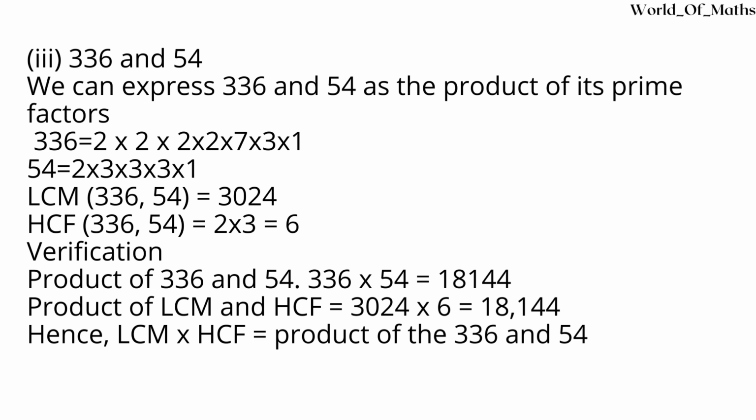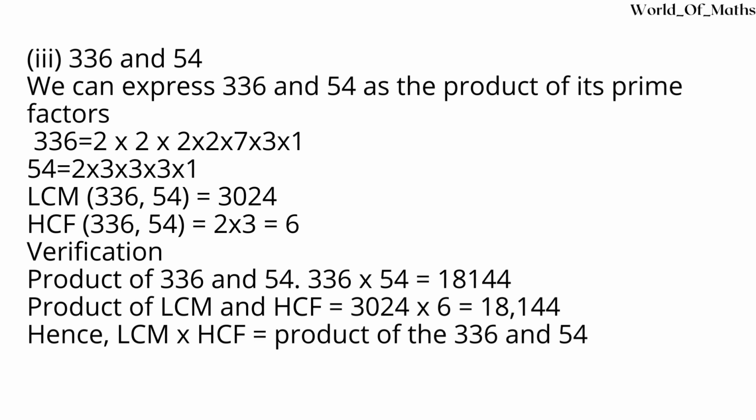So here the LCM, we can take the highest power of each factor involved, which is 2 to the power of 4 times 7 times 3 to the power of 3 and multiplied by 1, which will give you 3024. And the HCF of these two numbers: there are two common factors, we can see 2 and 3. Both of them are common factors, and the HCF is 2 multiplied by 3, which is 6.